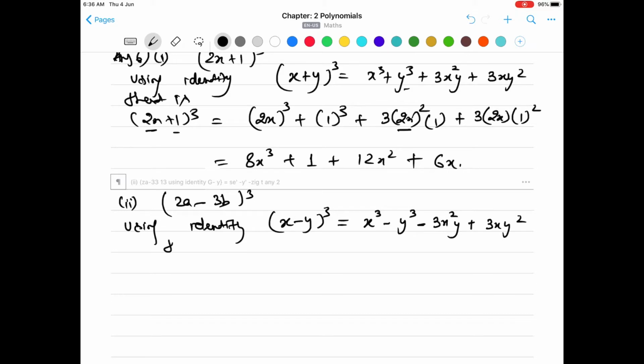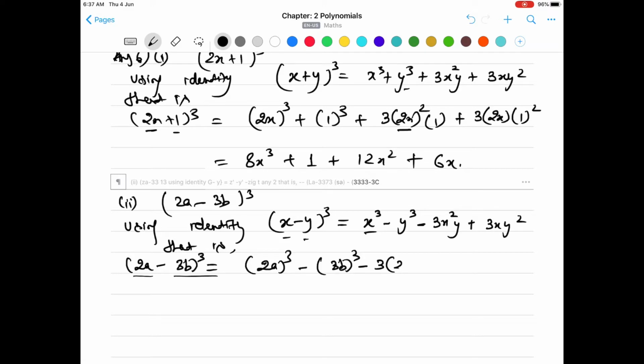So we have (2a - 3b) cube, which will be equal to, now here x is 2a and y is 3b. So we'll write x cube, where x is (2a) cube. Then minus y cube, where y is (3b) cube. Then minus 3x square y, where x is again 2a, square, and y is 3b. Then plus 3xy square, where x is again 2a and y is (3b) whole square.